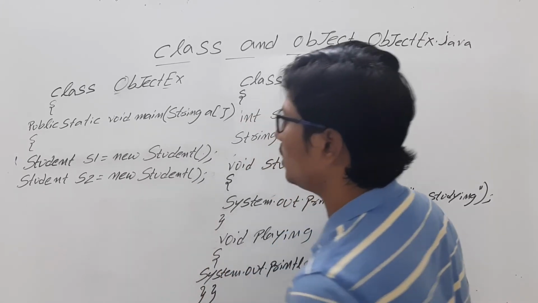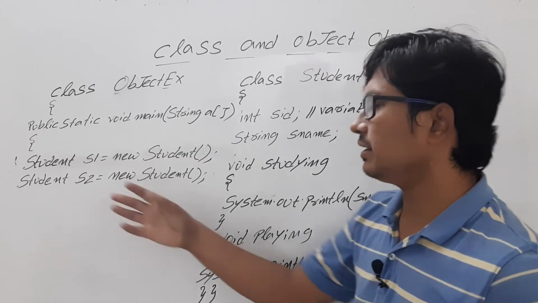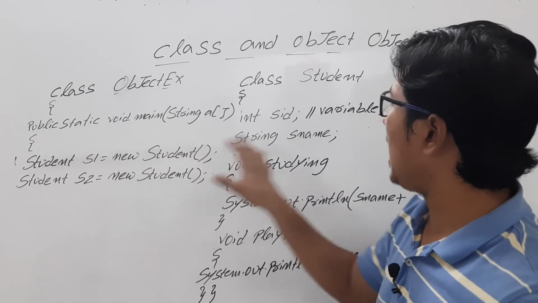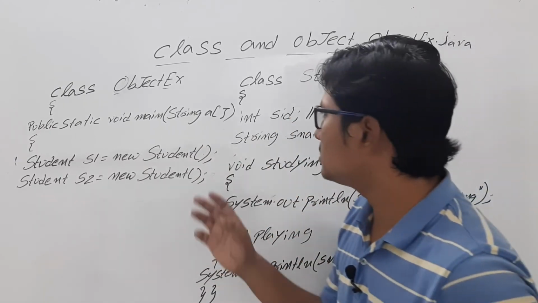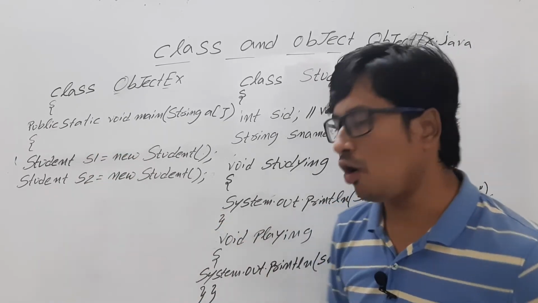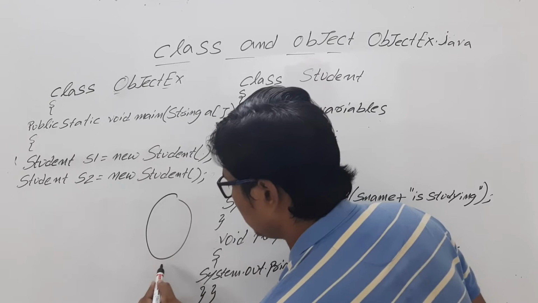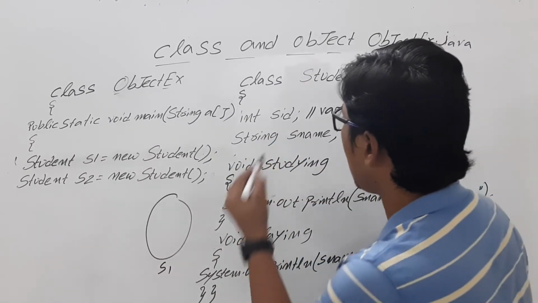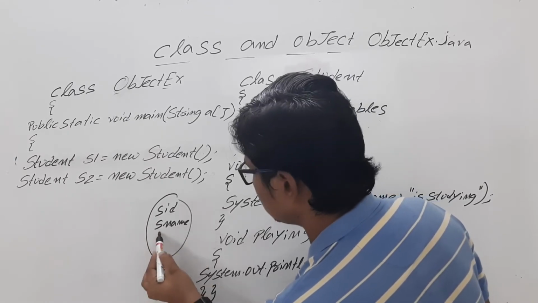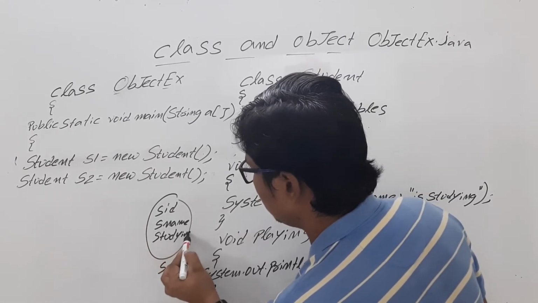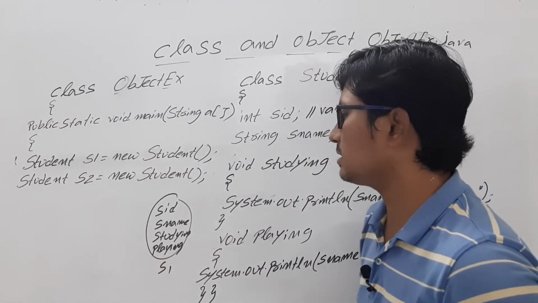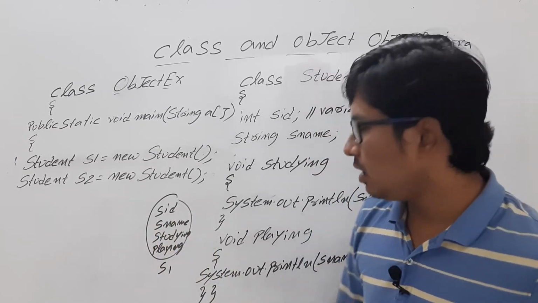Okay, so these are the two objects I have created. Now, if I want to access the variables and methods, these are the two variables and these are the two methods. Once you create an object called s1, then s1 will have the variables called sid and sname, and the methods such as studying and playing. Is it clear? Studying and playing are the two methods and sid and sname are the variables.